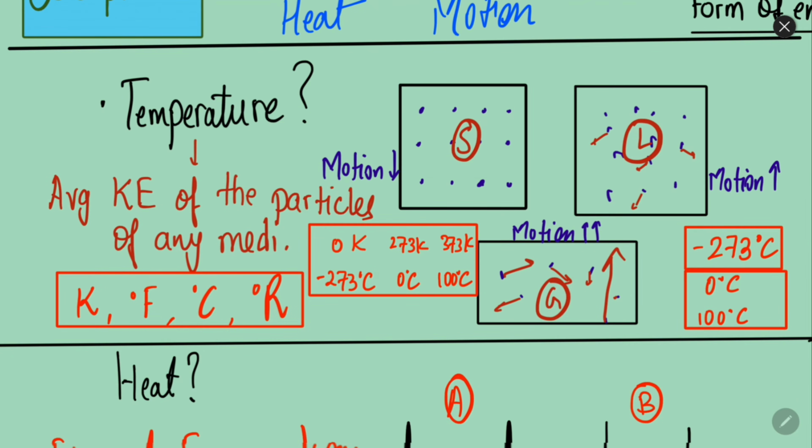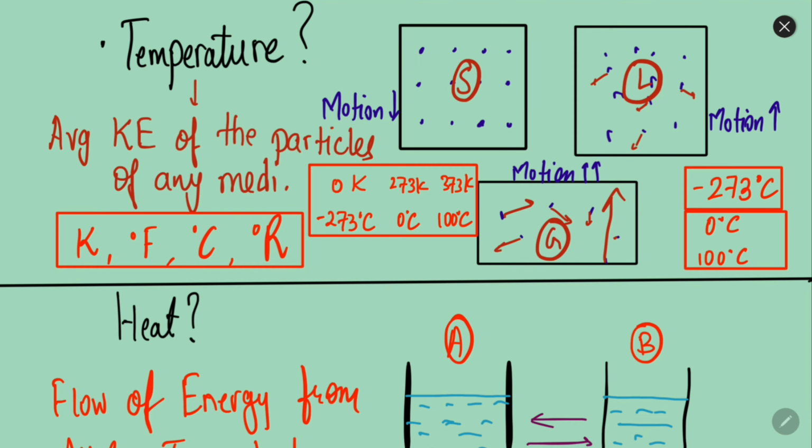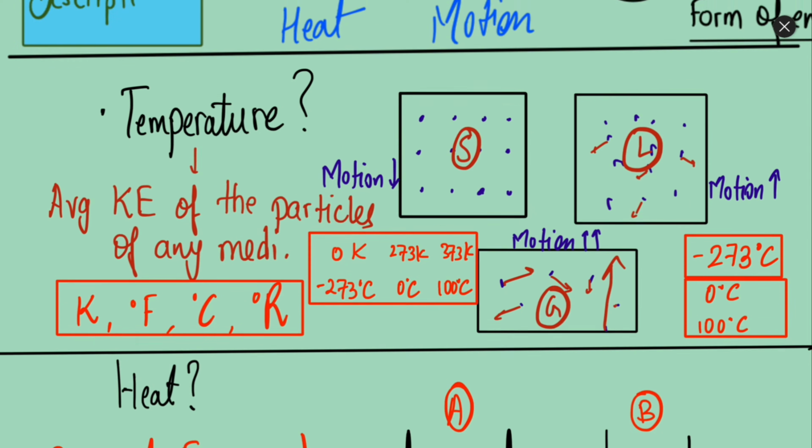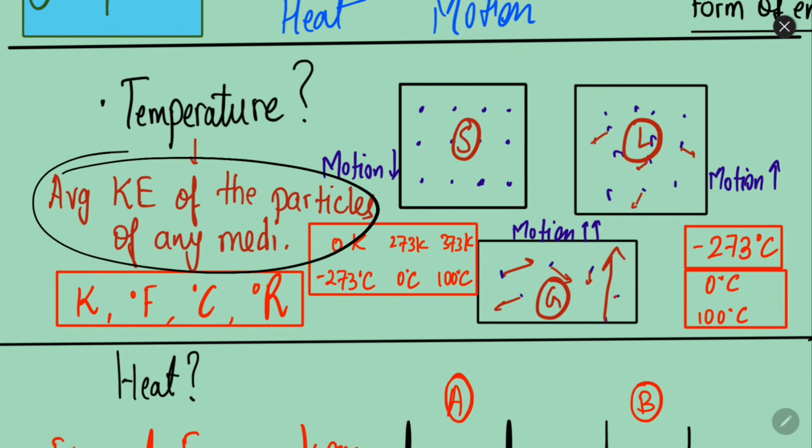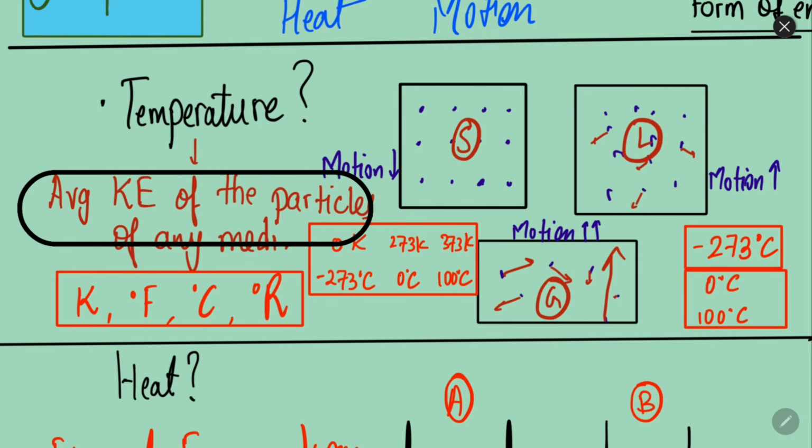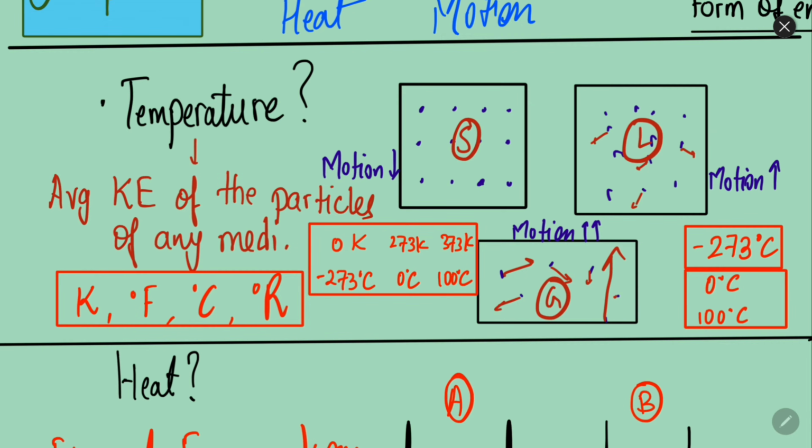So before we start, let's just quickly understand again what is temperature and what is heat. So temperature is the average kinetic energy of the particles of any medium. We know that every object has some atoms and molecules in them, and they vibrate or move. They have some kinetic energy. Obviously their velocities are different, so because of that we take the average of the kinetic energy of all the particles, and that is called the temperature.